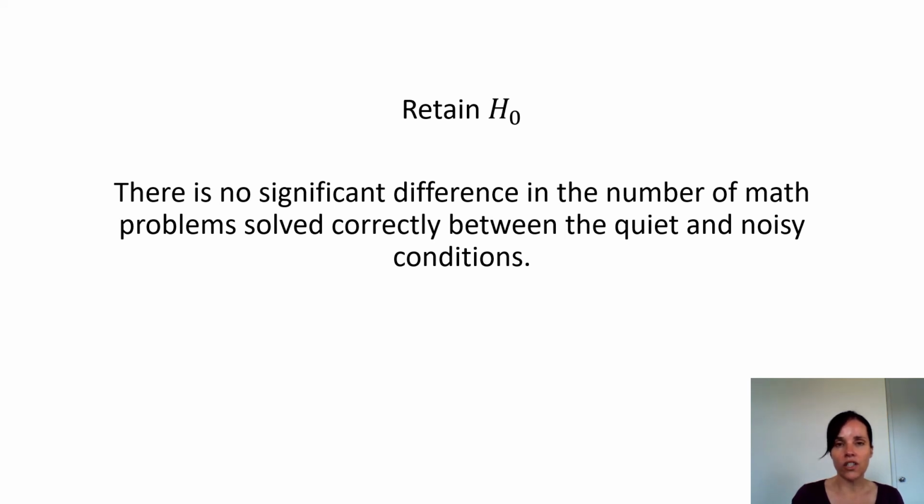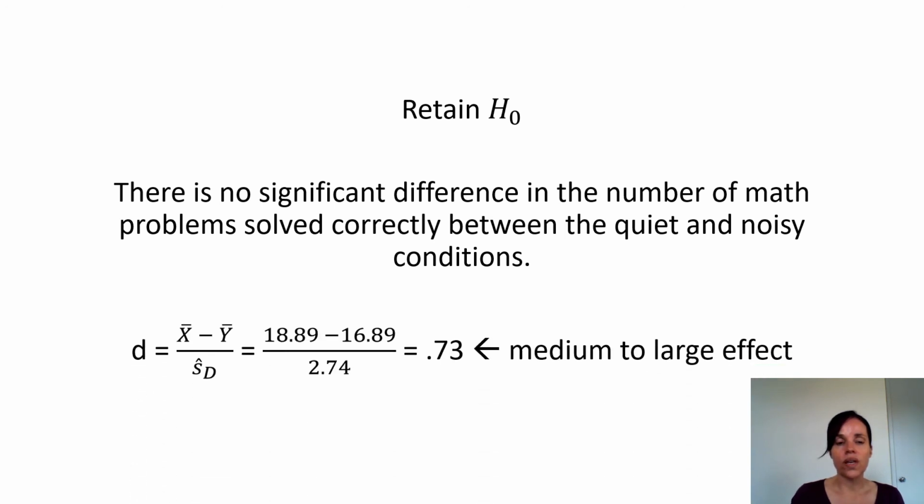One way that you can address that question is by calculating the effect size index d. In this problem, you would take x bar minus y bar and then divide by the standard deviation of the difference scores. So here it would be 18.89 minus 16.89 divided by 2.74. So the effect size index d comes out to 0.73. If you remember our guidelines for small, medium, and large effects, 0.2, 0.5, and 0.8, here our effect size index of 0.73 would be called medium to large.